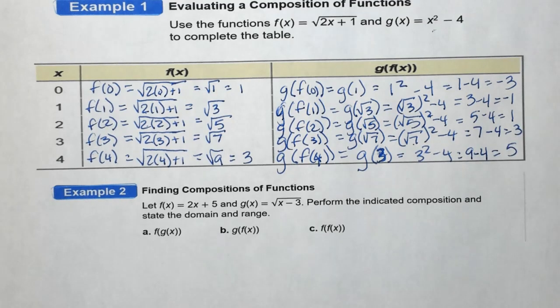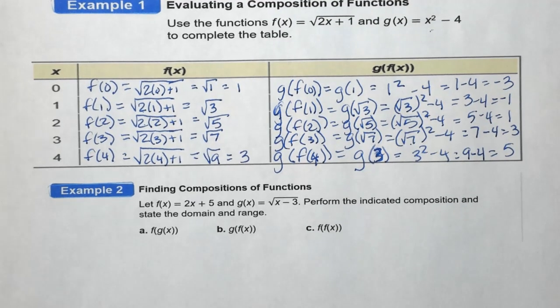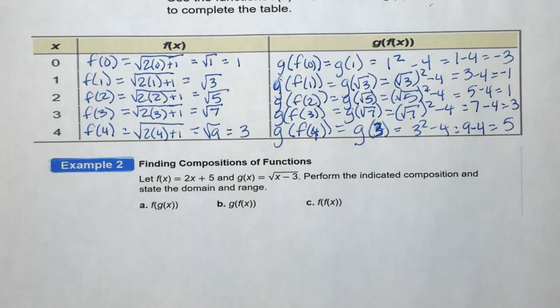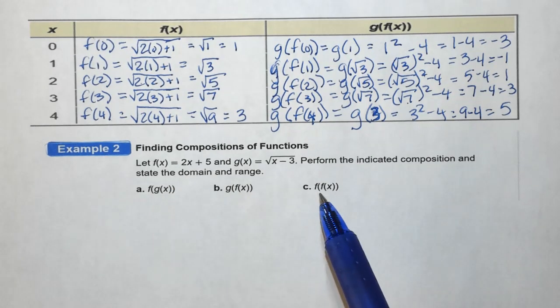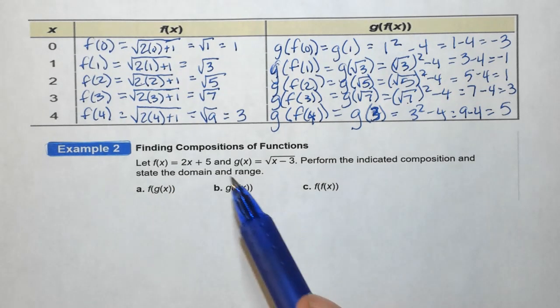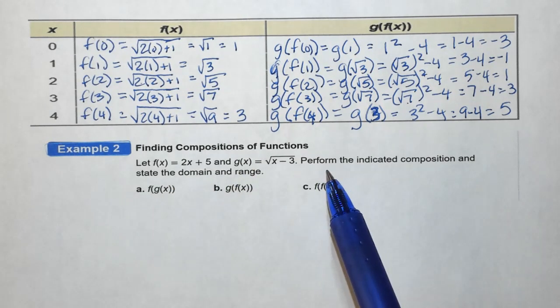9 minus 4 is 5. All right, so a little strange, just feels a little weird at first, but it's not too bad. So now we did this one. Example 2 is similar, but they've got us doing it different ways. And in this situation, they did not give us a value.